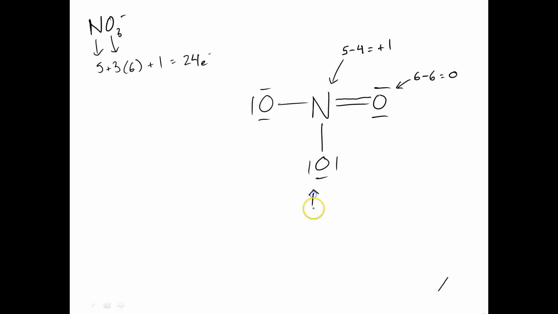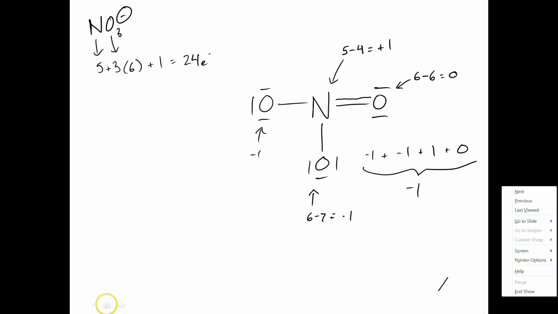The last 2 oxygens are set up the exact same way. They should be bringing in 6, and yet they have 7, formal charge of -1. Same on this one. So when you take all the formal charges into account, we have -1, -1, +1, and 0. All of these add up to a total of -1, which they should, because the overall charge on a nitrate is -1. So this is a good structure.